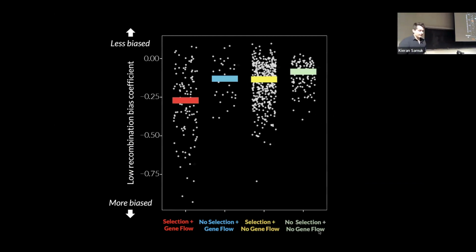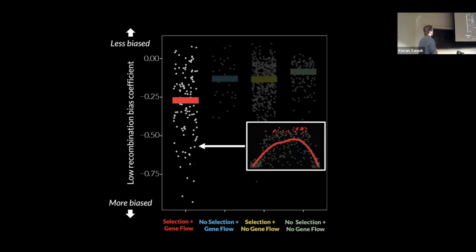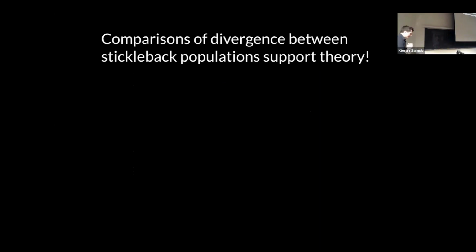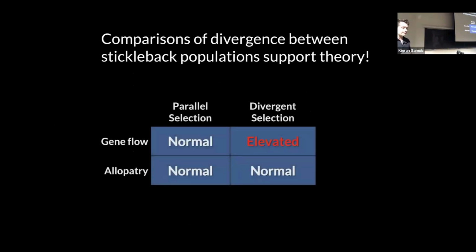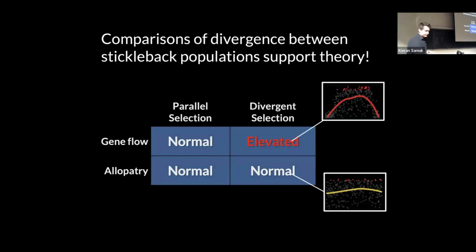You can see immediately that there's quite a bit of variation in the data. But on average, we see this pattern of more bias in regions of low recombination when selection and gene flow co-occur. So this is exactly what we're expecting. And just to link back to the data, that particular data point there is that chromosome I showed you earlier. There are ones that are even more extreme. Okay, so this is great. This is what we basically expect to see. So these divergence patterns support this idea. And we end up with these specific profiles.